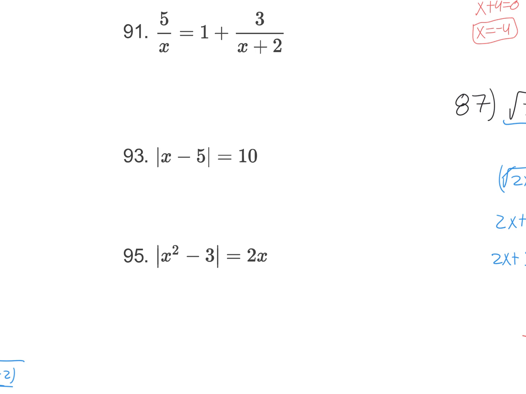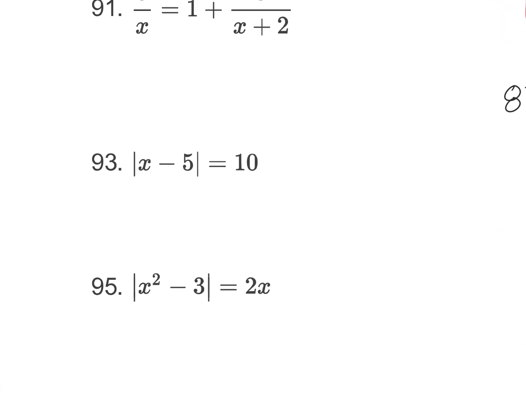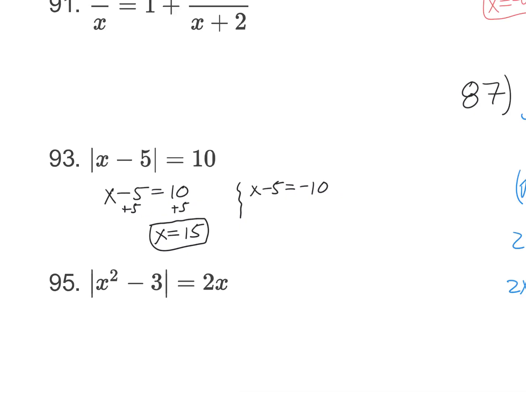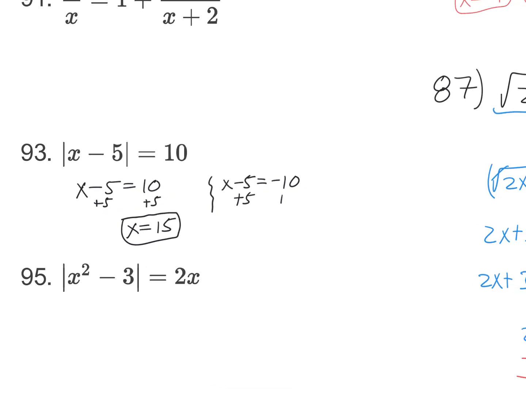Now with absolute value equations, you want the absolute value by itself, and then you want to set two equations equal to the original and the opposite of the original. Here my absolute value bars are by themselves, so I'm going to have x minus 5 equals 10. And as another equation, I'm going to have x minus 5 equals negative 10. I can add 5 on both sides, and then I have x equals 15. And on the other side, I can add 5 on both sides, and I'm going to get x equals negative 5.